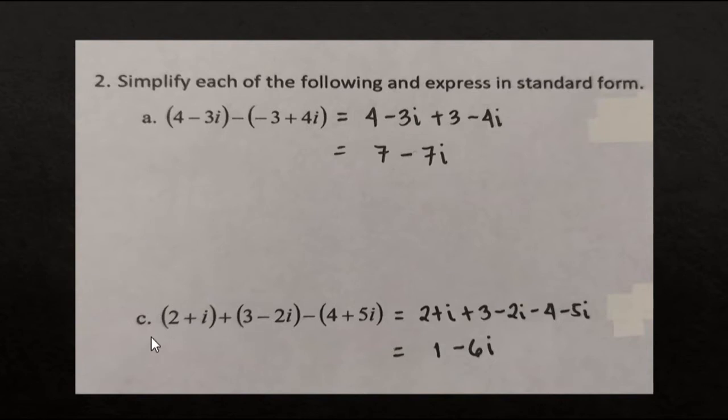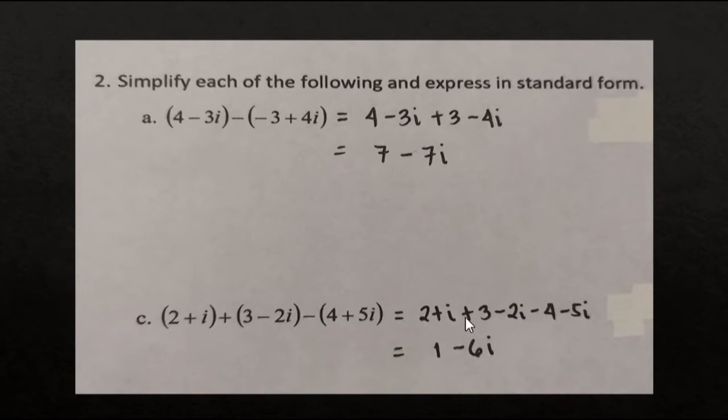Next, let's go to letter C. 2 plus i plus 3 minus 2i minus 4 plus 5i. So, here we have minus. So, first we distribute this sign. So, we copy these terms, 2 plus i plus 3 minus 2i. Then, we distribute the sign. So, the 4 becomes minus 4 and minus 5i.